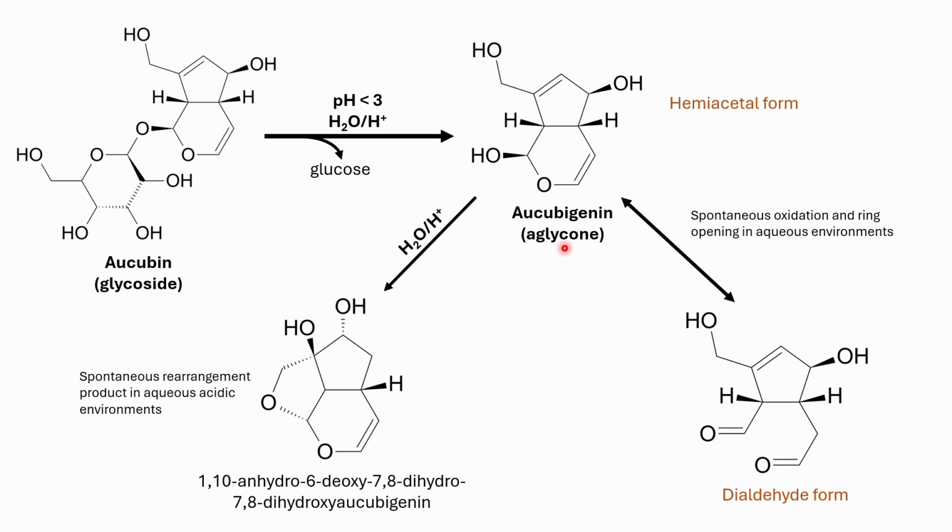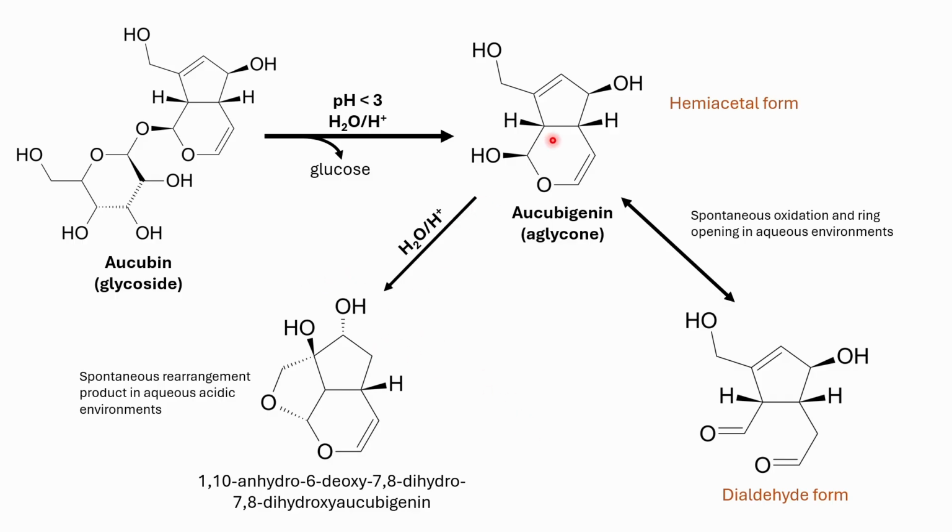Aucubigenin has some other tricks up its sleeve too. When aucubigenin is in a water environment, it can spontaneously bounce between a hemiacetal and a dialdehyde form. If it stays in acidic conditions, it can also rearrange into a third form, which you can see here. So we need to keep all of this in mind when we administer Aucubin.